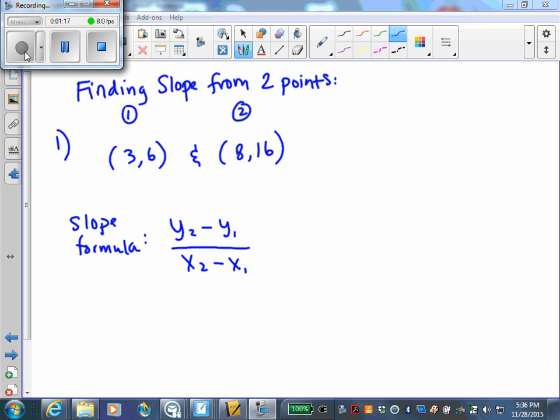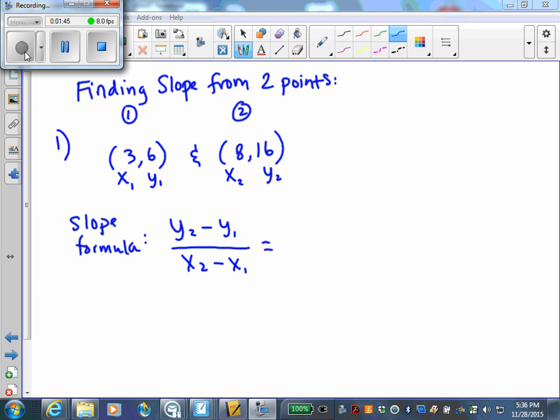Okay, so if (3, 6) is my first point, that means this 3 is the x value of the first point, so I call it x sub 1. The 6 is the y value of the first point, so I call it y sub 1. Then the 8 is the x value of the second point, so I'm going to call it x sub 2. 16 is the y value of the second point, so it's y sub 2. So now we know what these y sub 2's and x sub 1's and everything is, so we just plug everything into the place where it goes.